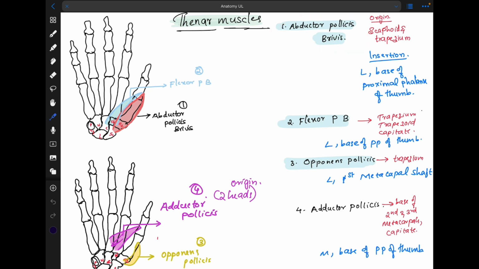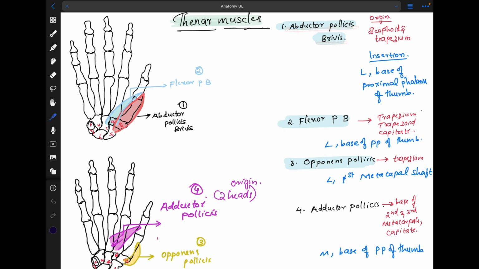From the name itself, it is abduction, and pollicis, abduction of the thumb. So try to remember the function of each and every muscle from its name itself. It will be easier for you to write in the exams. Don't try to learn everything by heart. So the first one is abductor pollicis brevis.